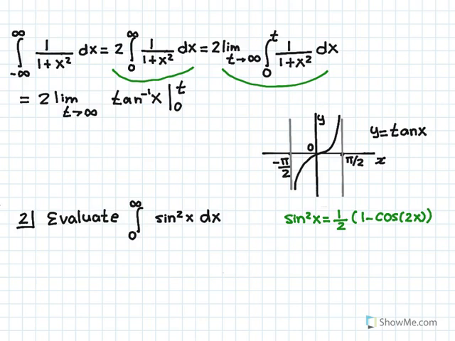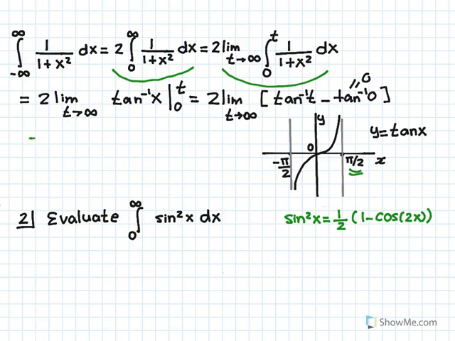So now we just apply the fundamental theorem of calculus, and what we get is 2 times the limit as t goes to infinity of tan inverse t minus tan inverse of 0. What is tan inverse of 0? Well, tan inverse of 0 is just 0. And what is tan inverse of infinity? What is the angle whose tangent is infinity? Clearly, you can see that's going to be pi over 2.